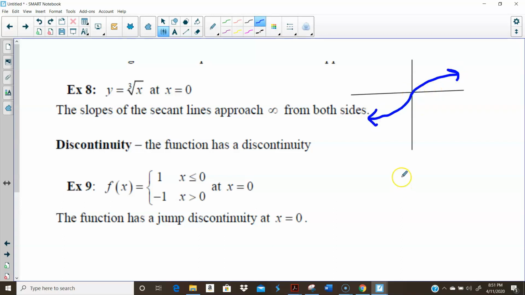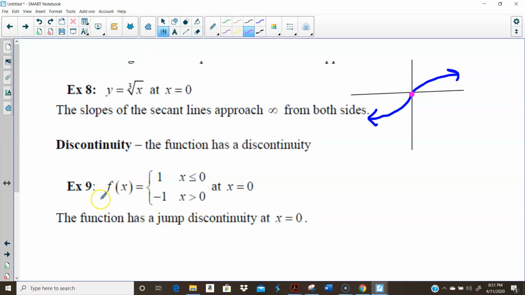Okay, so there's our cubed root graph. And again, we have the same problem as I approach 0 from the left and right. There are different ways that I can draw that line, and because of that, I can't differentiate, because the slopes of those lines will be different.